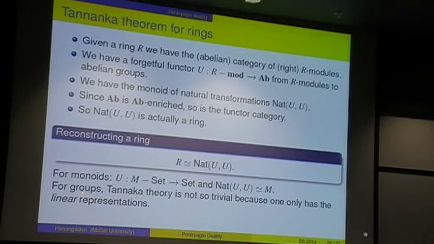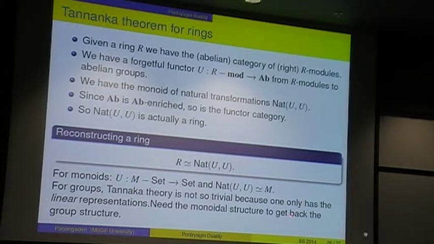Now for groups, Tanaka theory is not so trivial because one has only the linear representations. And that's why some serious hard work has to be done to prove the Tanaka theorem. So I'm not saying Tanaka duality is something so simple, but this is giving you the flavor of what these kinds of reconstruction theorems mean. So essentially we need the monoidal structure there to get back the group structure.